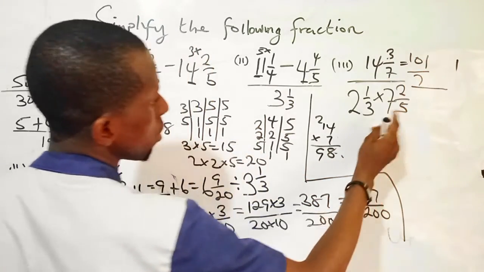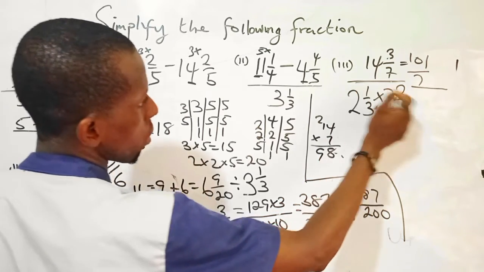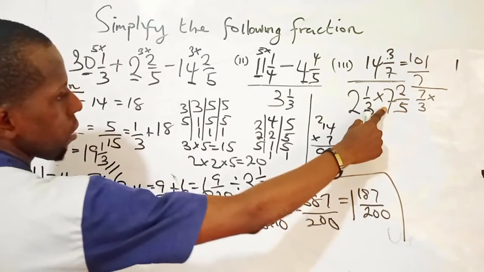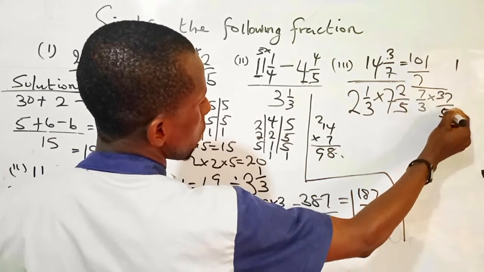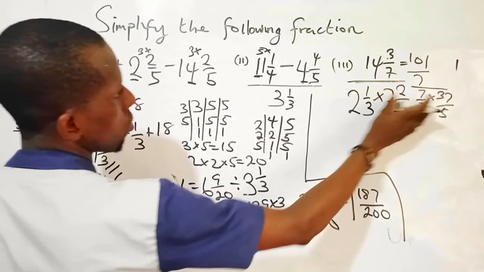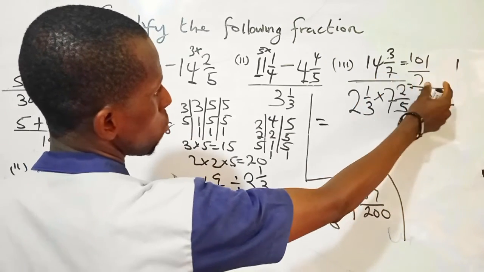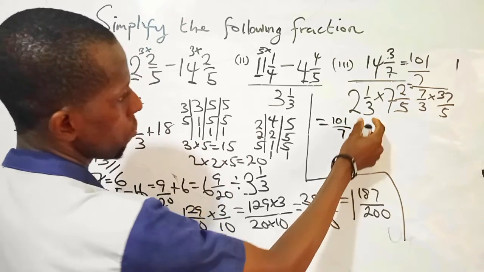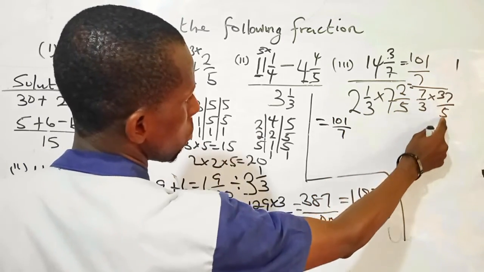Divided by, when you change this as well, you have 3 times 2 is 6 plus 1, that is 7 over 3. Times 5 times 7 is 35. 35 plus 2 is 37 over 5. So when we change this to an improper fraction, we have 101 over 7, and 7 over 3, and this we have 37 over 5.